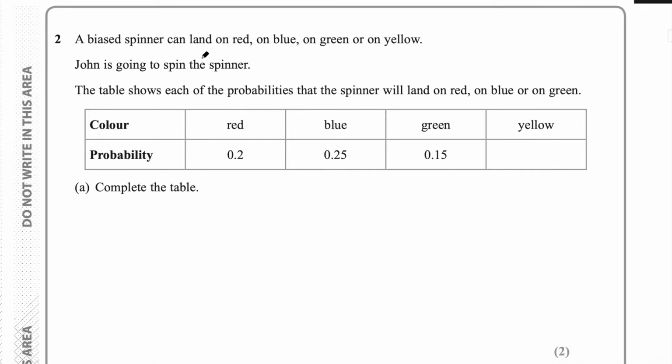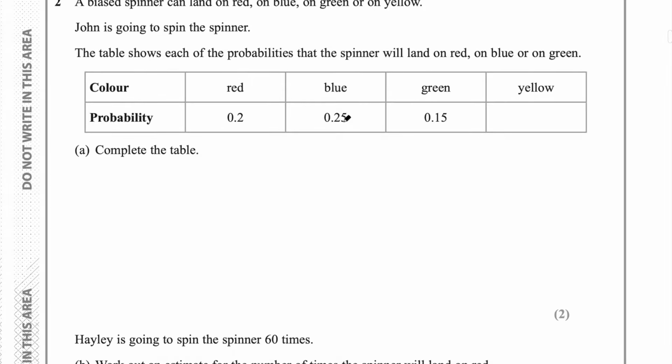Question 2 says a biased spinner can land on red, on blue, on green or on yellow. John is going to spin the spinner. The table shows each of the probabilities that the spinner will land on red, on blue, or on green. So here are the colors and the probabilities, and it says part A, complete the table. So all of the probabilities need to add up to 1. So if we add up these, 0.25 plus 0.15, that's 0.4, plus 0.2 is 0.6. So to get to 1, we have a remainder of 0.4 or 40%.